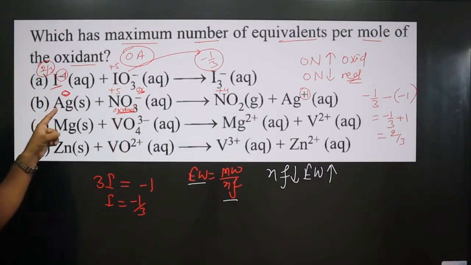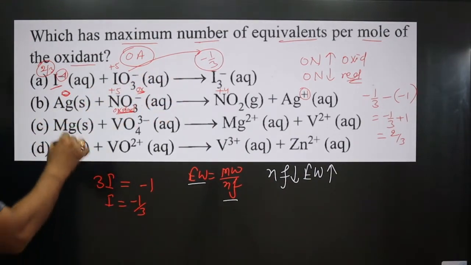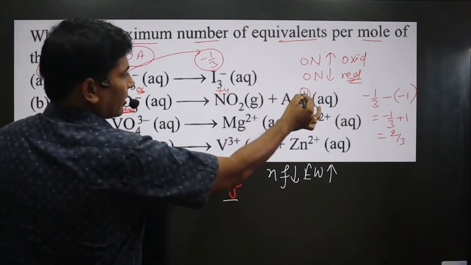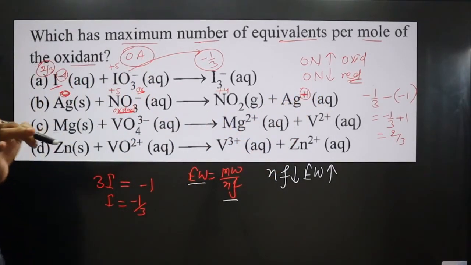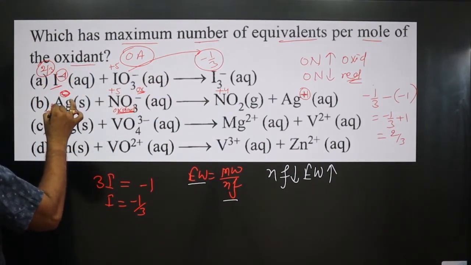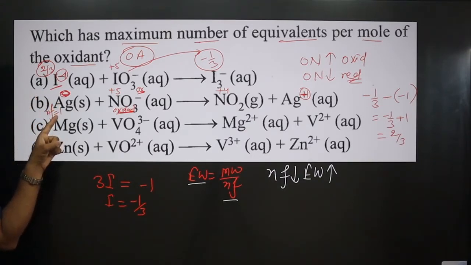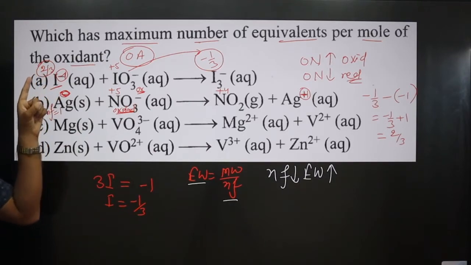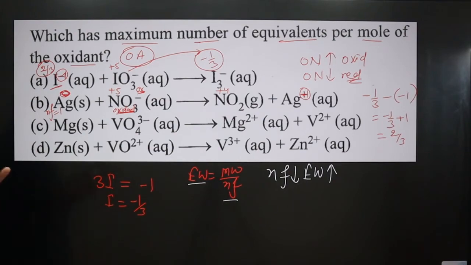Okay, then we have to calculate the n factor value for this reducing agent because silver is undergoing what? Oxidation. Increase in oxidation number is always oxidation, 0 to plus 1. Difference in oxidation number 1 minus 0 is equal to 1, and the n factor value we got is 1. Now if you compare the n factor value for I minus and Ag, silver has a higher n factor value and I minus has a lower n factor value, then I minus is supposed to have higher equivalence. This is how we are going to compare.